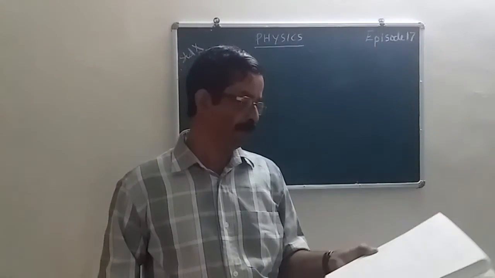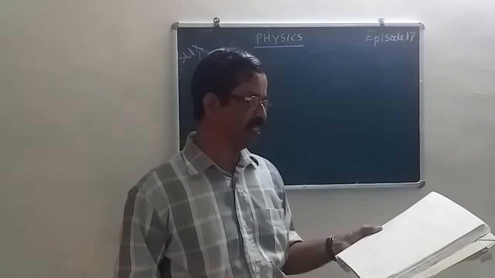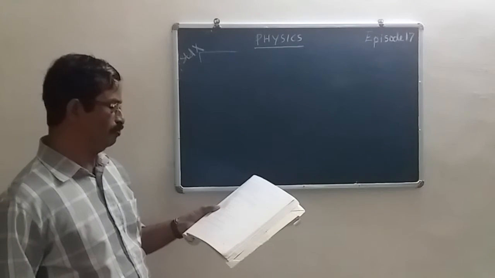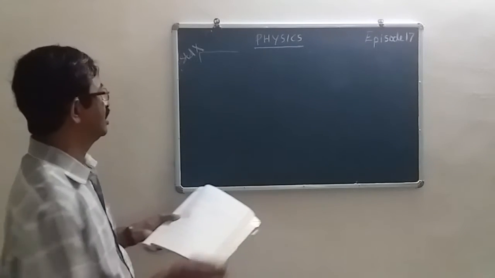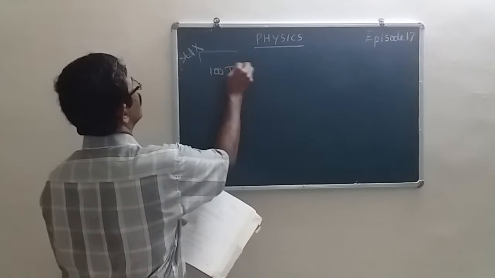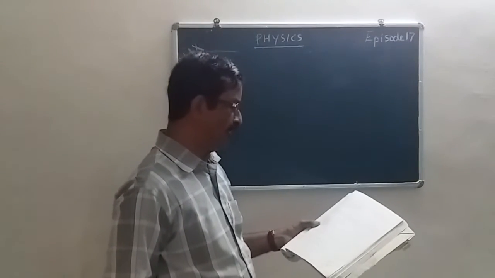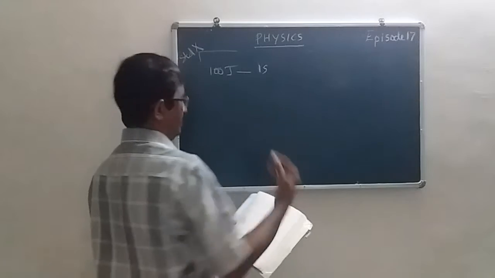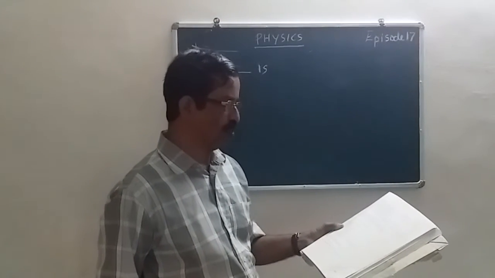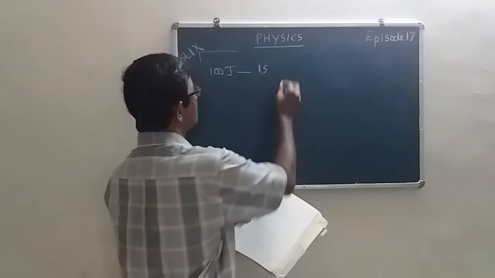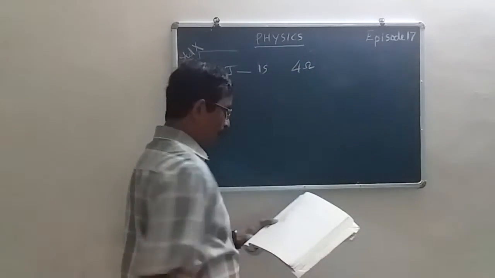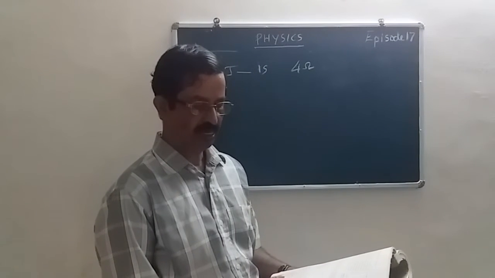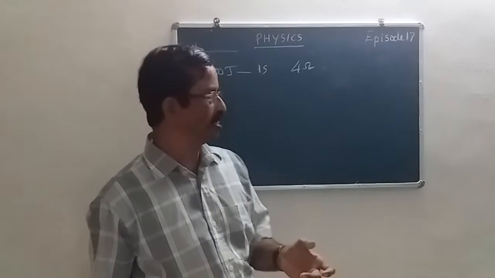See the next question. 100 joule of heat is produced each second in a 4 ohm resistance. Find the potential difference across the resistor. That means 100 joule heat is produced in each second. That means in 1 second, the heat produced is 100 joule, in a 4 ohm resistor. Find the potential difference across the resistor.